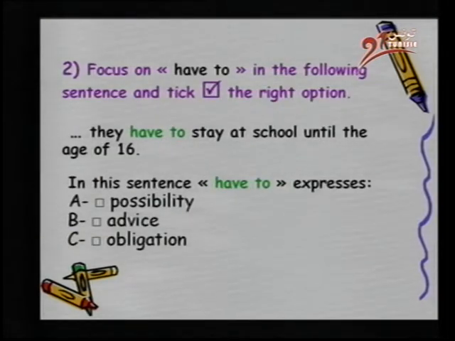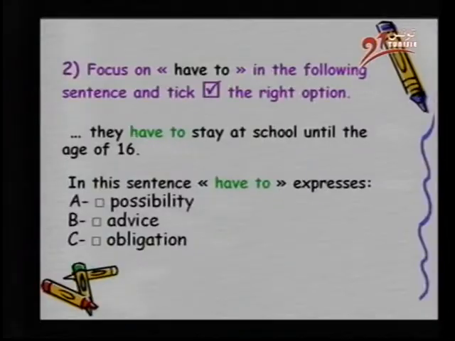Look at the second exercise now. Focus on "have to" in the following sentence and tick the right option. They have to stay at school until the age of 16. What does "have to" express? Does it express possibility, advice, or obligation? Of course, it expresses obligation.